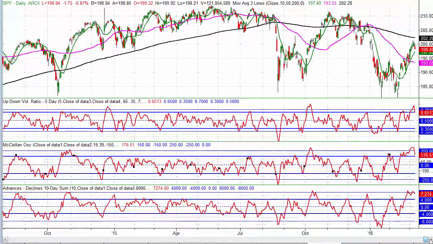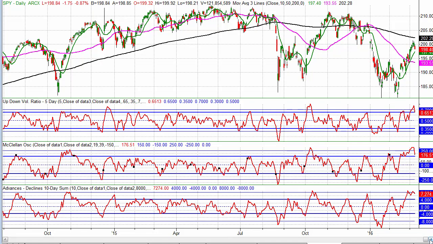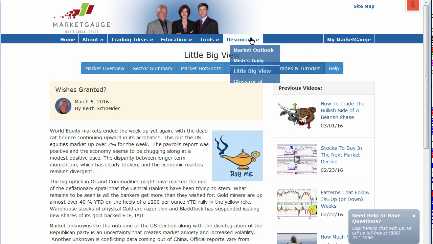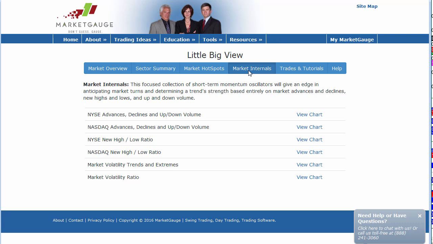And if you would like to see this on the NASDAQ charts as well, you can go to marketgauge.com/tutorials. That will take you to our blog area, and from the blog area you can click on market internals, and in the market internals section you'll see we've got a number of different charts that will help you with market internals. The ones that I was just focused on are these NYSE advance-declines, and you can get them for NASDAQ too, as well as some other market internals that will help you better time which way the market may go.